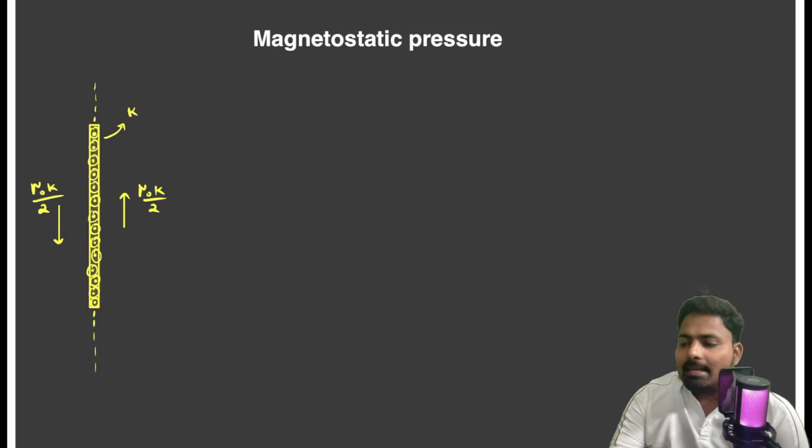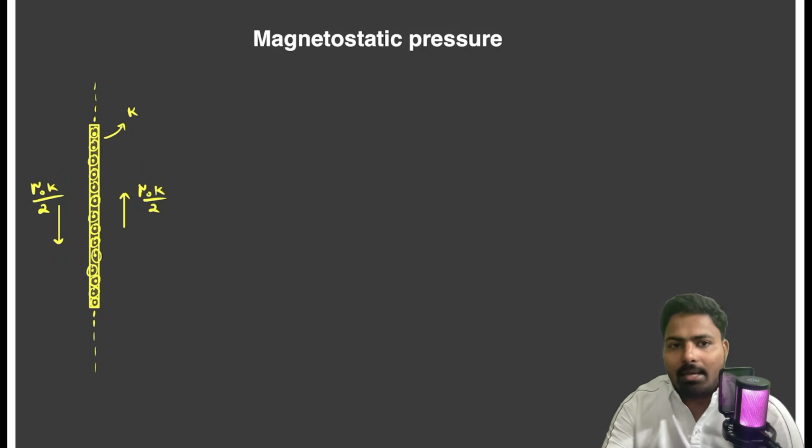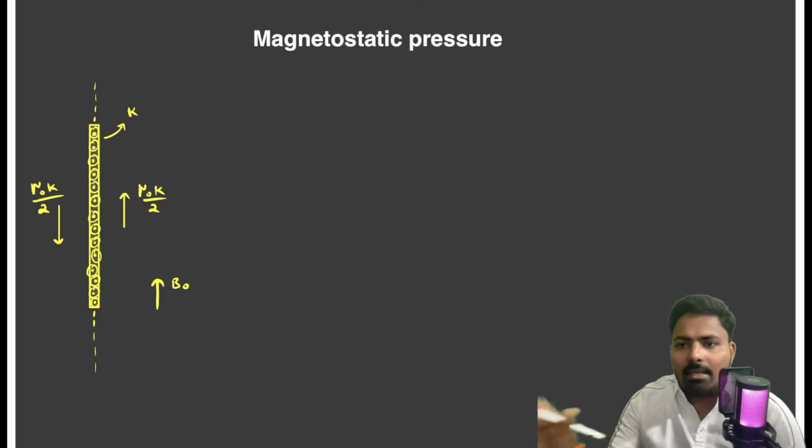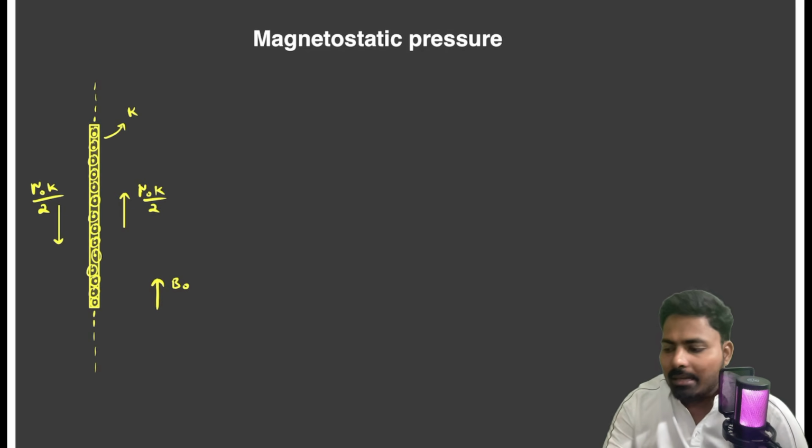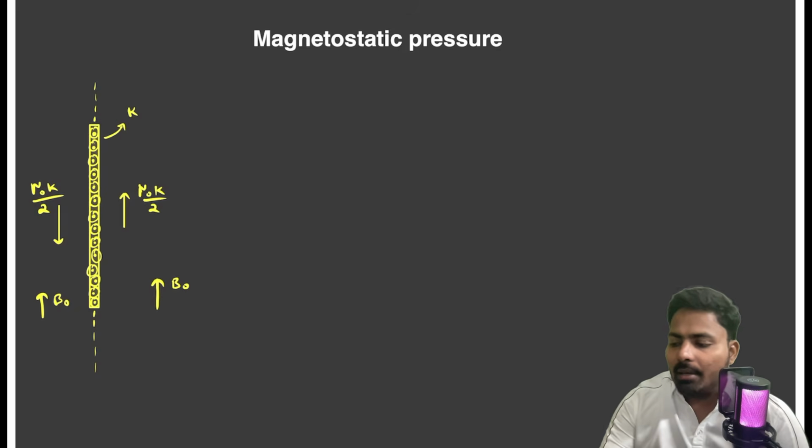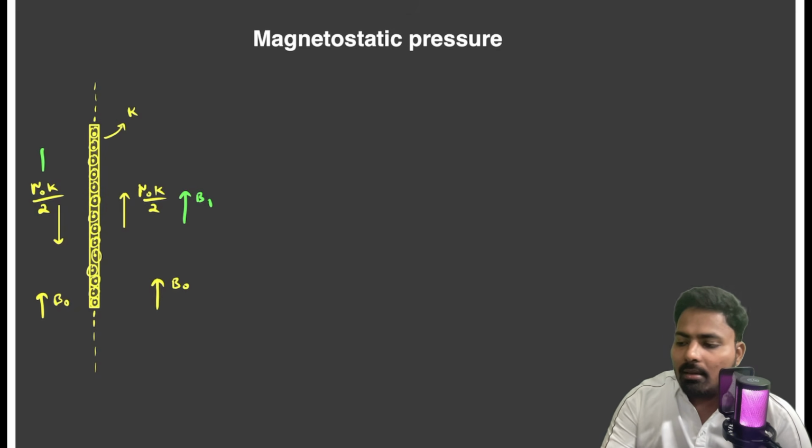Now let's say this sheet is placed inside some external magnetic field. Let us consider that external magnetic field to be capital B naught, present in the entire region. So on the left side also there will be B naught, and on the right side also B naught, everywhere B naught. Let us name the net magnetic field on the right side B1, and on the left side B2.